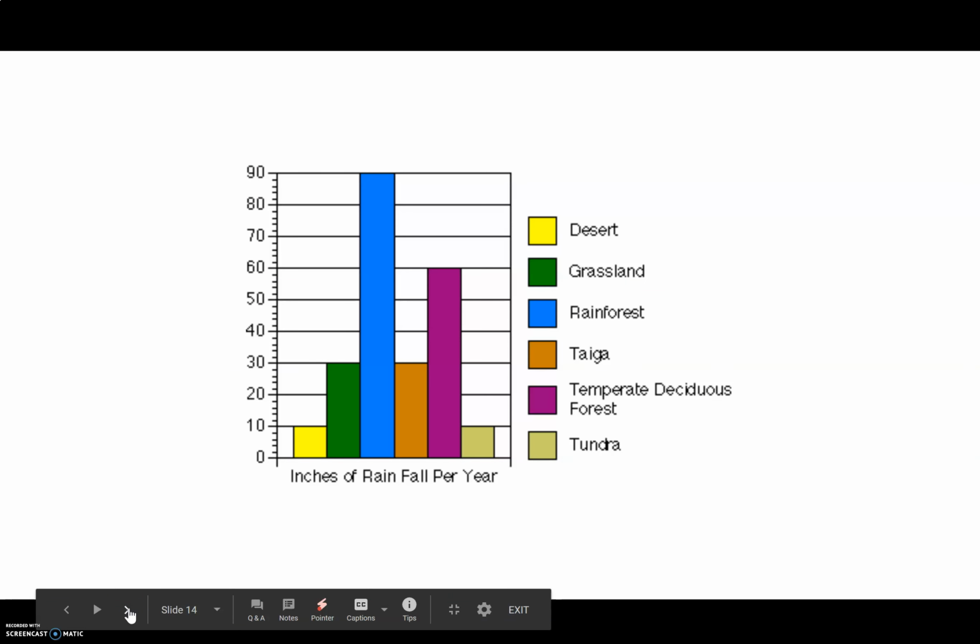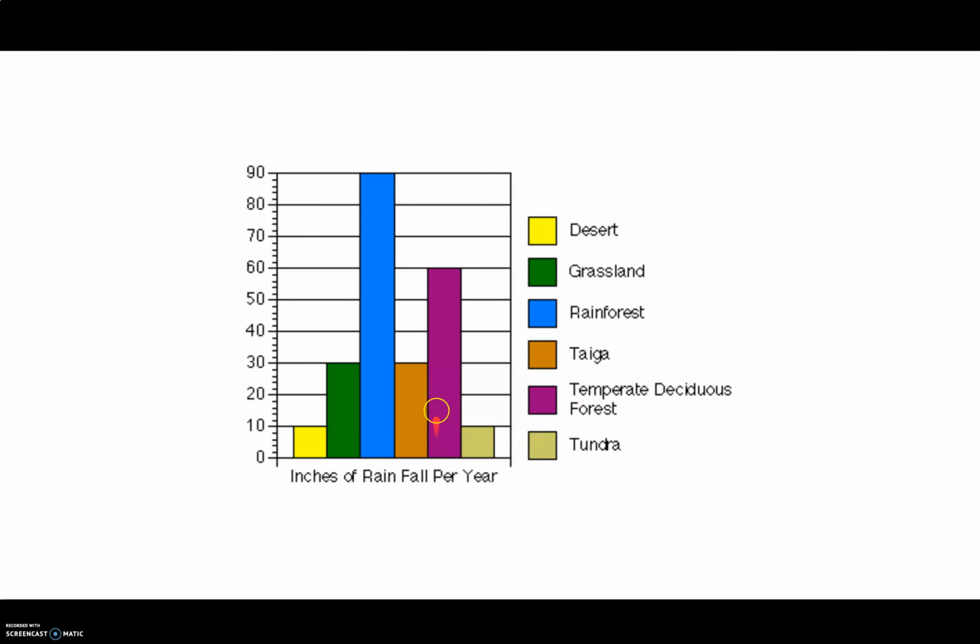So here's a quick graph to show you the differences of rainfall in the different biomes, okay? Notice using your key that this purple color represents our temperate forest. Out of all of the different types of biomes, the temperate forest is getting quite a lot more rain than other biomes like the desert or the grassland or the taiga or the tundra. The only biome that beats the temperate forest is which one? Blue, which is the rainforest.